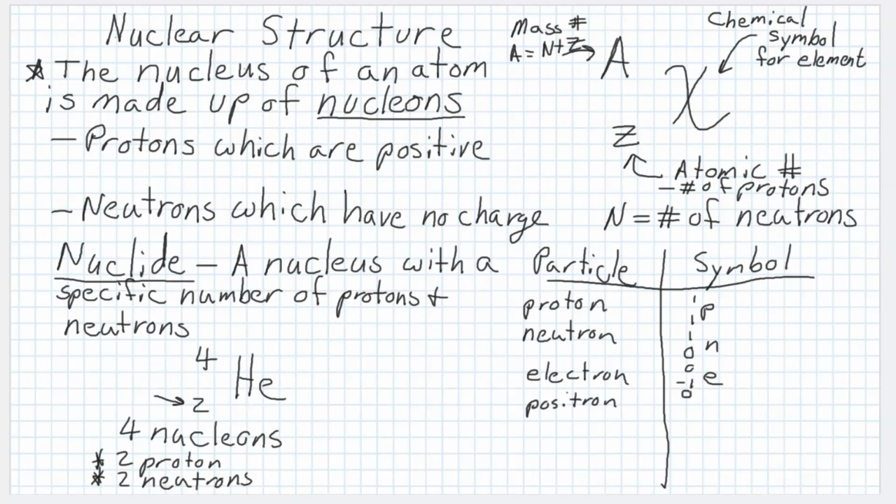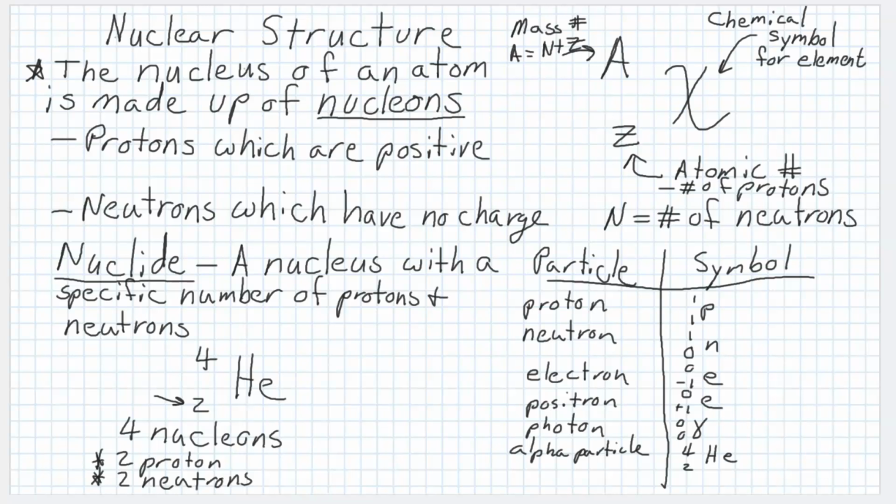A positron, which you'll soon learn about, is like the opposite of an electron, so it has a positive charge, so +1e. A photon has no charge and no mass, so 0, 0, and then you use the Greek letter gamma to represent a photon. An alpha particle, which you'll learn about soon, has the same nucleus as a helium, so it's 4,2He. Or sometimes it's written 4,2 alpha.